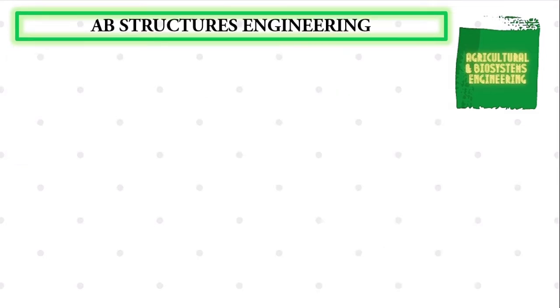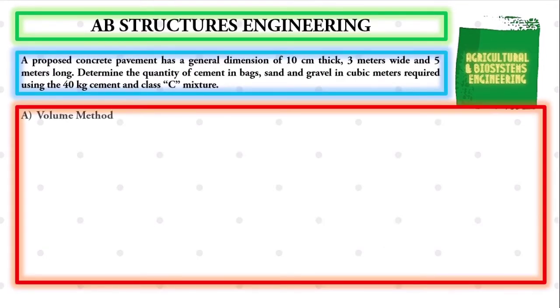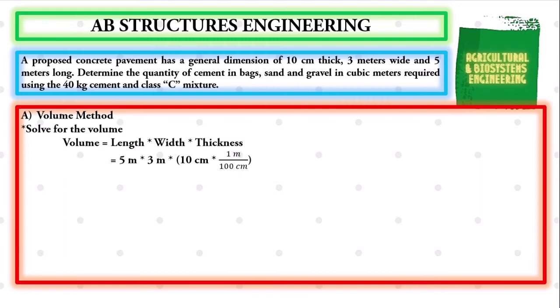Let us proceed with our solution for me to show you how the table is being used. By volume method, we have to solve for the volume of the given concrete slab. To solve for the volume, we will be using the formula, length times width times the thickness. Substituting values, we have the length of 5 meters, the width of 3 meters and the thickness of 10 centimeters. We have to convert it in meters using the conversion factor, 1 meter is equal to 100 centimeters. We simply solve and we have a volume of 1.5 cubic meters.